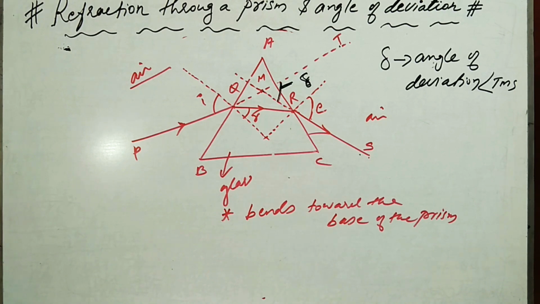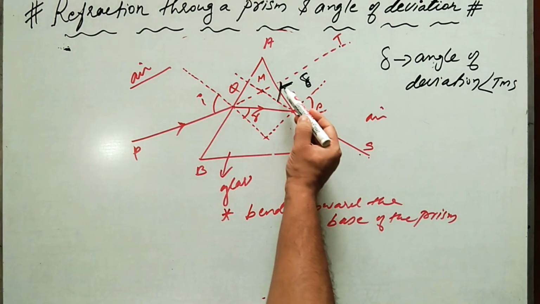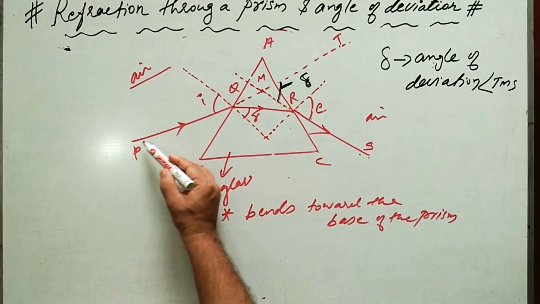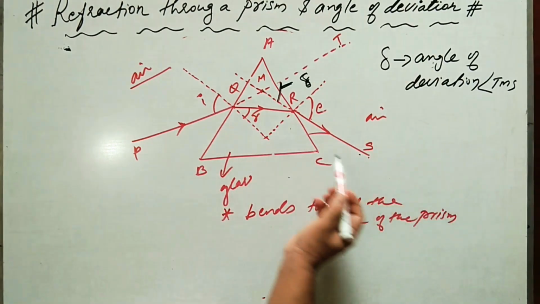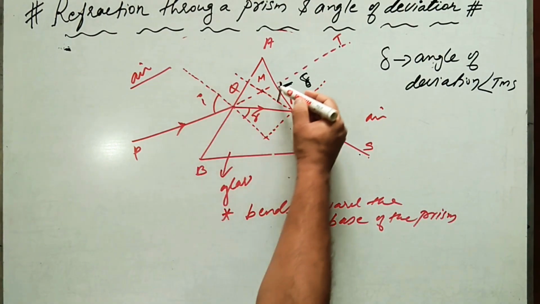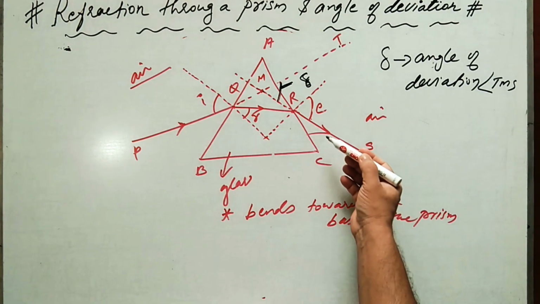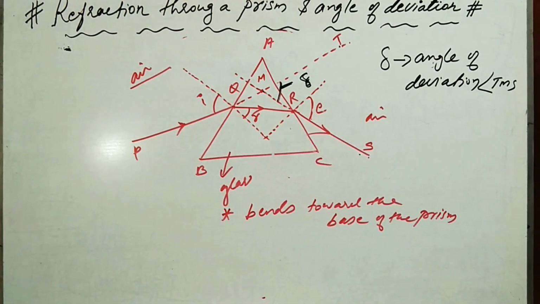Okay, clear? So this is how refraction takes place through a glass prism, and you can calculate the angle of deviation. You produce the incident ray forward and produce the emergent ray backward. You simply get the angle of deviation, the angle through which the emergent ray has deviated from its original path. So this is all about refraction through a glass prism. Very simple.